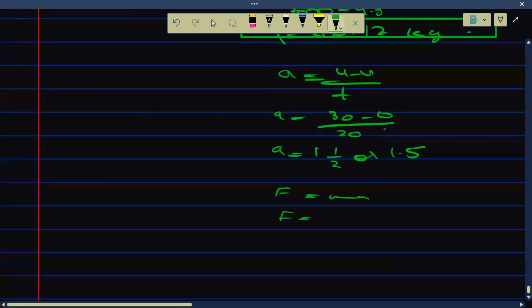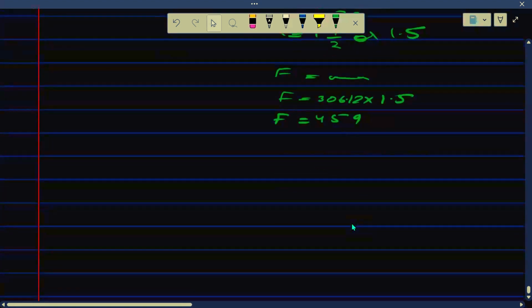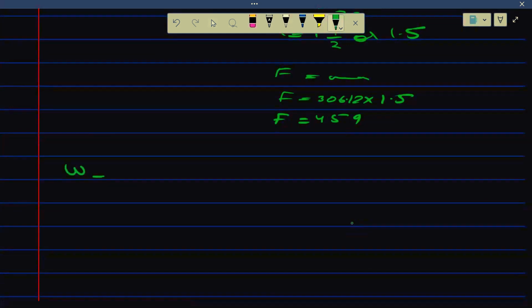So F is equal to m, what was m? M was 306.12 multiplied by a, which is 1.5. So by this we get F, which is 459. Okay, we have found F. Now let's go on to the formula. W is equal to F into D. In this formula we have found F, and D is also given. So now let's calculate it.